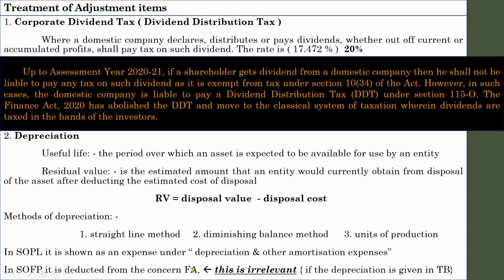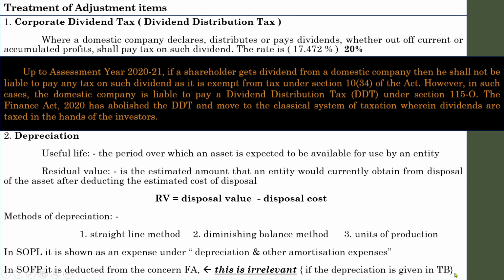And remember, you will be dealing with a practical case where you are given a trial balance, and from that trial balance you have to prepare the financial statement, and depreciation is usually given as an adjustment. Sometimes you may come across a question where depreciation is given in the trial balance.